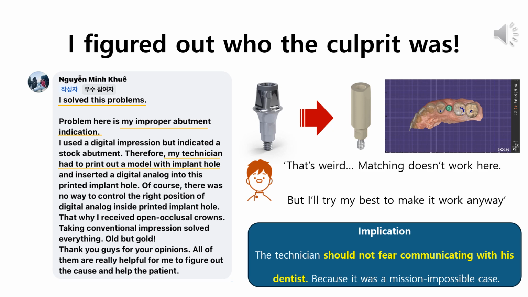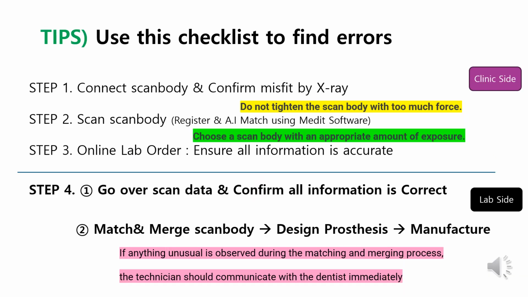I want to emphasize once again that if there is a faulty prosthesis, it is important to find the culprit through joint investigation between dentist and technician. So, if you encounter this kind of situation, try not to get frustrated and use this flowchart to help you find the culprit. However, the best thing to do is to take preventive measures so that such situations could be avoided altogether. We have summarized the preventive measures we introduced today.